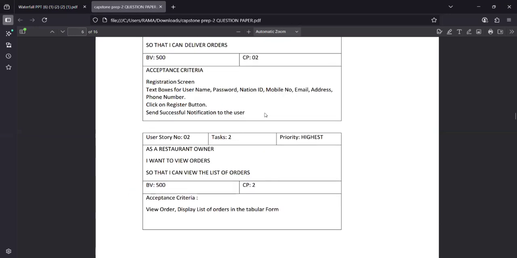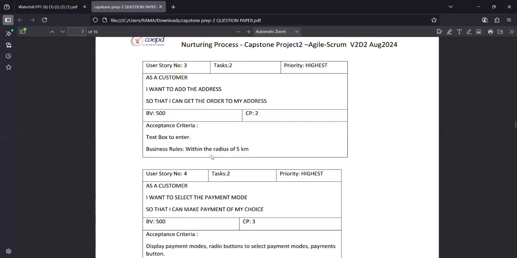So this is the tabular format you need to follow, and you need to write all 40 user stories based on the Scrum Food case study.